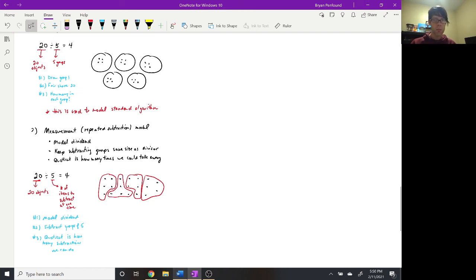The repeated subtraction model can be used. It just usually tends to take a little bit longer because you're always asking, okay, how many times can I subtract this thing? And then it's a little bit harder, I think, to think about that from a modeling perspective, especially with larger sized numbers. So those are your two major models for division.